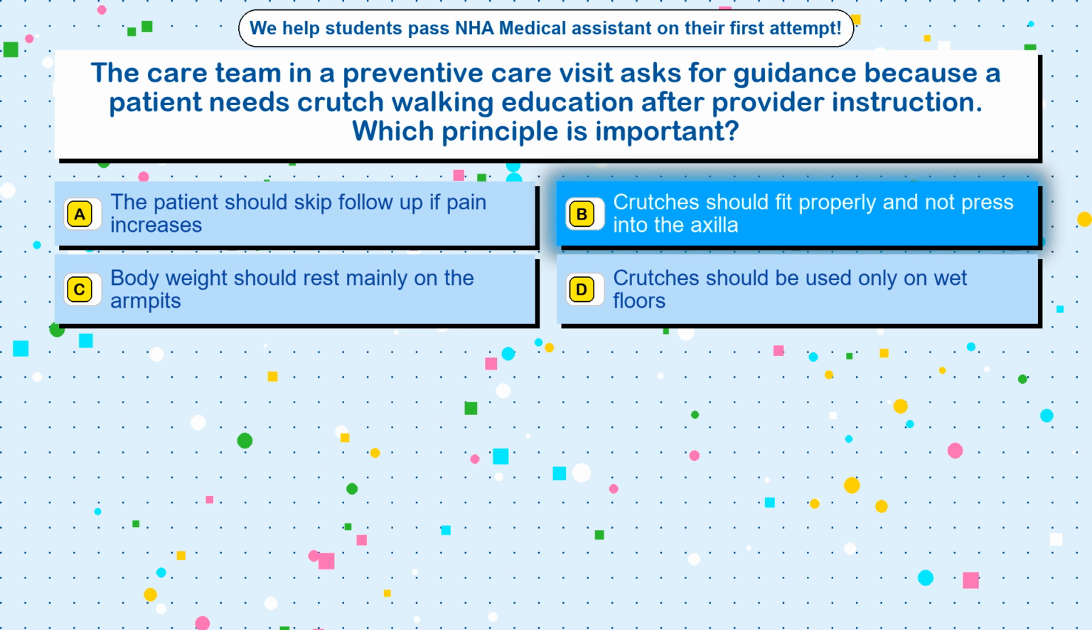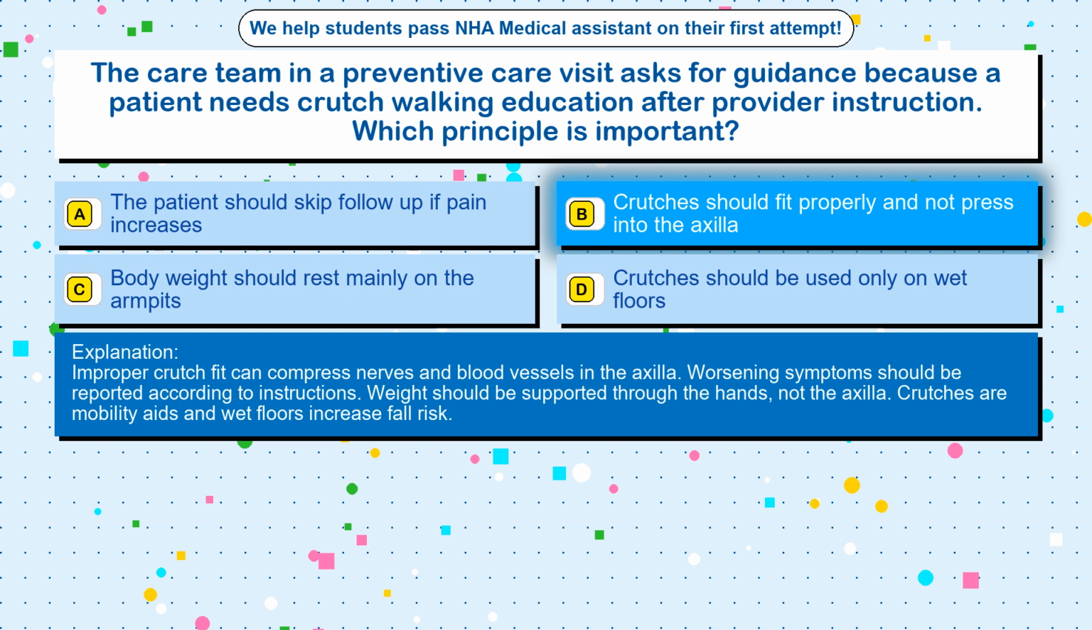Crutches should fit properly and not press into the axilla. Improper crutch fit can compress nerves and blood vessels in the axilla. Worsening symptoms should be reported according to instructions. Weight should be supported through the hands, not the axilla. Crutches are mobility aids and wet floors increase fall risk.